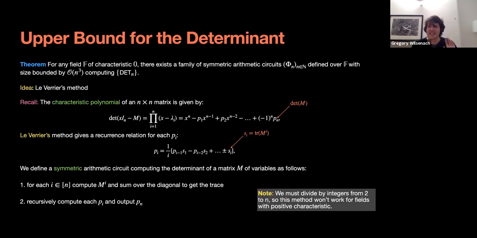And the thing to observe is that those recurrence relations require division by arbitrary numbers between 2 and n. So it's not obvious how you would have to alter the method in order to make this work for finite fields, and it's really not obvious that you can. We found one paper that claimed to, but the method they use breaks symmetry at some point.